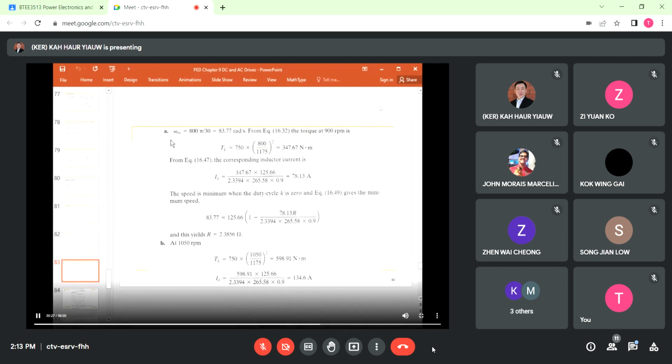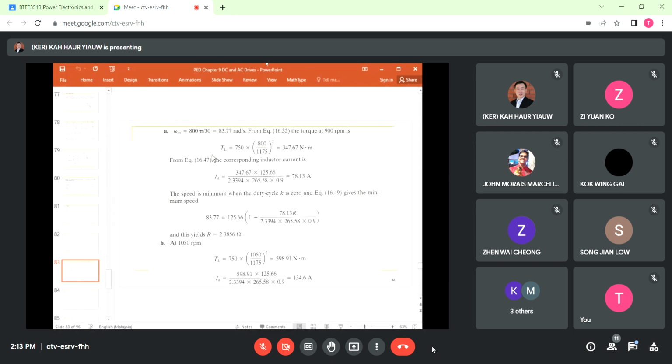So the developed torque. The load torque TL is equal to 347.67 Newton meter at 900 RPM. From equation 47, the corresponding inductor current ID is equal to 78.13 amp. The speed is minimum when the duty cycle K is 0, and equation 49 gives the minimum speed.